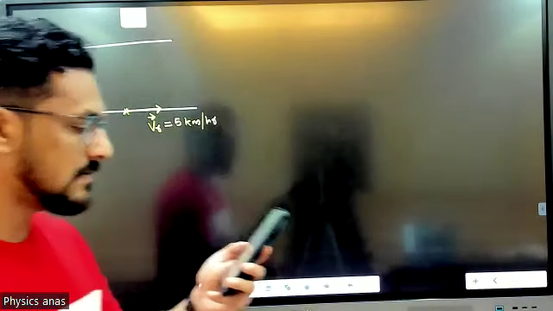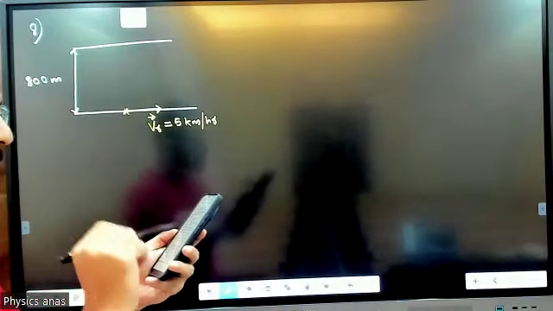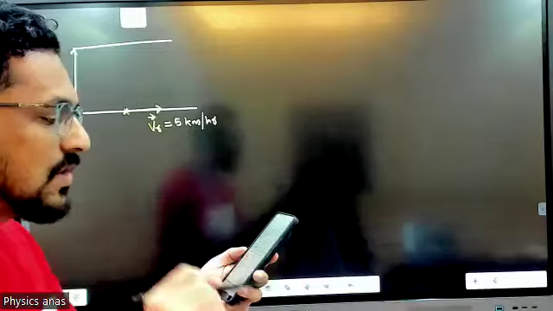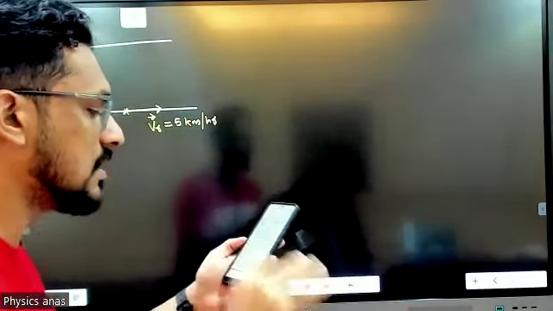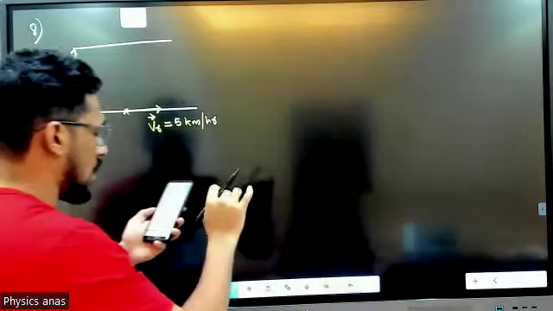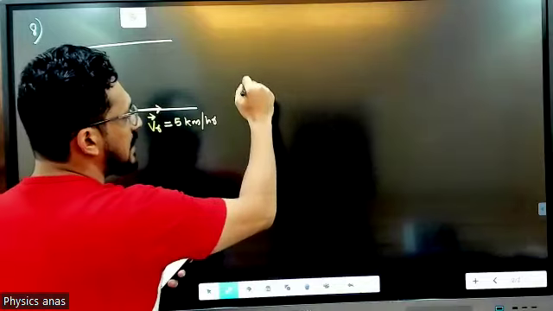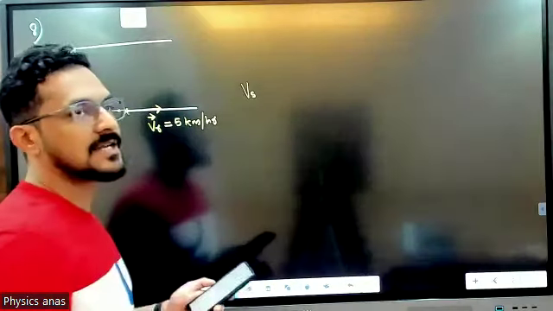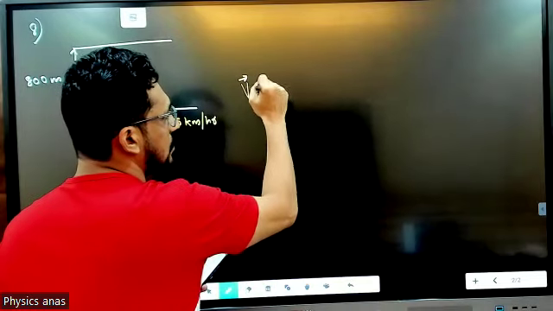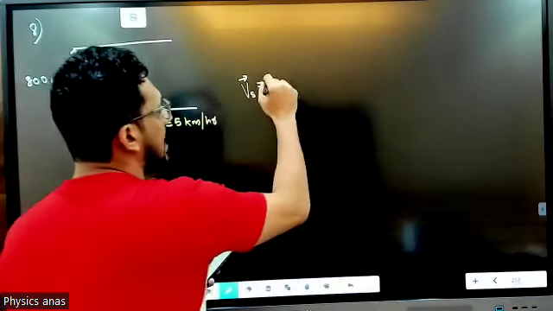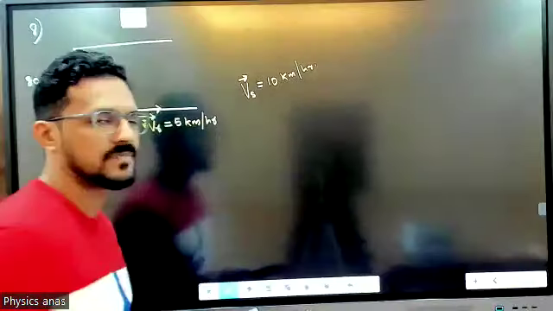And the next line. A swimmer who can swim at 10 kilometers per hour in still water. There is a swimmer and he can swim at 10 kilometers per hour in still water. That is his speed. I am taking it as velocity of swimmer. What is the velocity of swimmer? That's 10 kilometers per hour in still water.